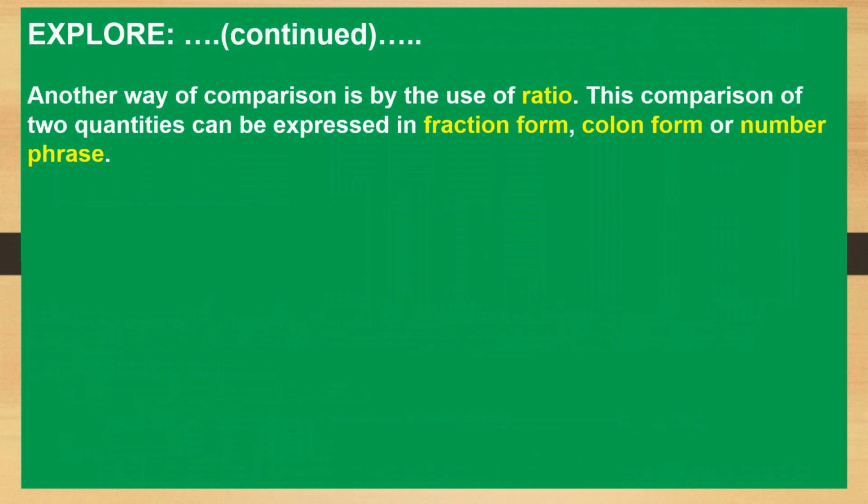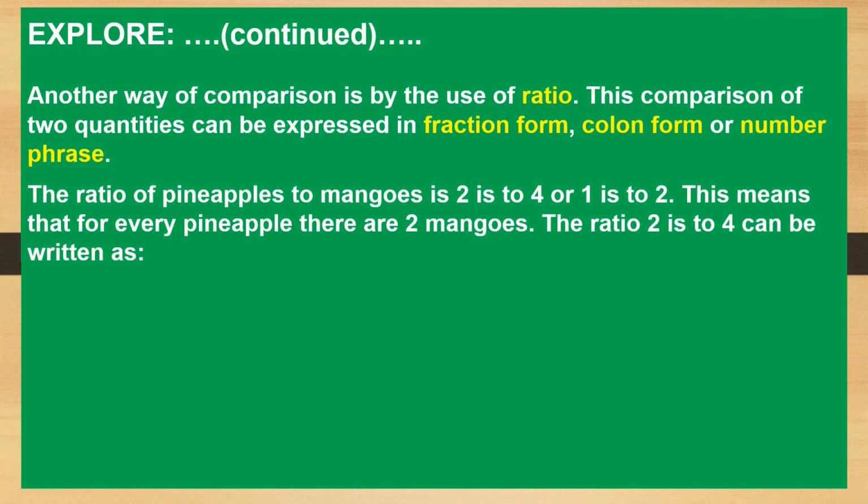Another way of comparison is by the use of ratio, which is our topic for today. This comparison of 2 quantities can be expressed in fraction form, column form, or number phrase. But we are going to concentrate more on fraction form and column form. Why do we say that it's in column form? Because we use colon. Okay, the ratio of pineapples to mangoes is 2:4, or that is 1:2. This means that for every pineapple, there are 2 mangoes.